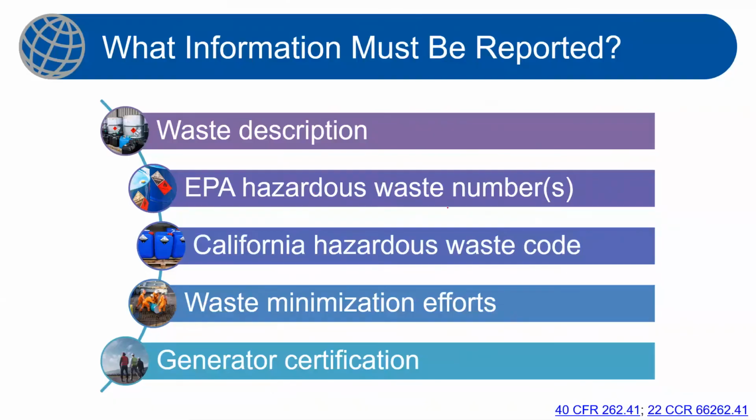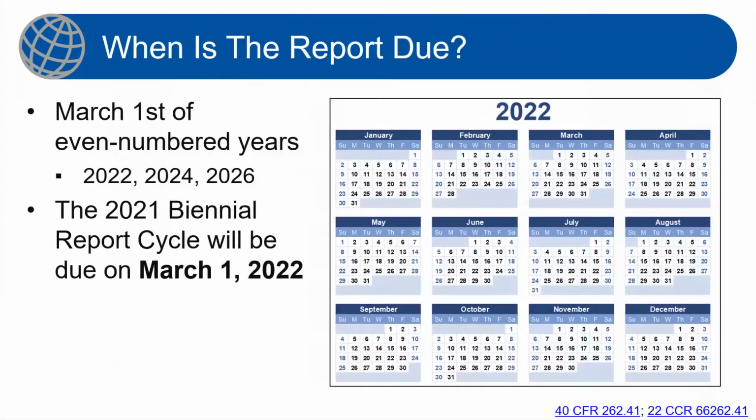So this information is included for each and every RCRA hazardous waste stream. Now, the biennial report is based on your site being a RCRA large quantity generator in a reporting year. Now, the reporting year, again, is any year that ends in an odd number.